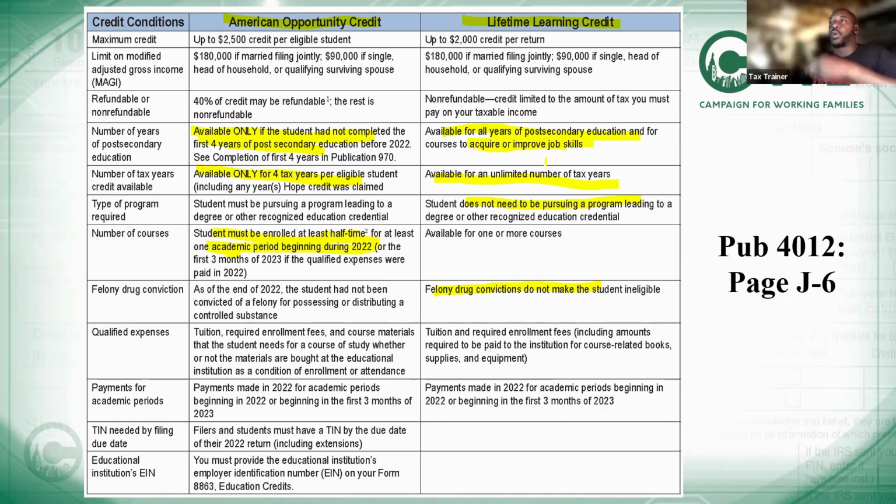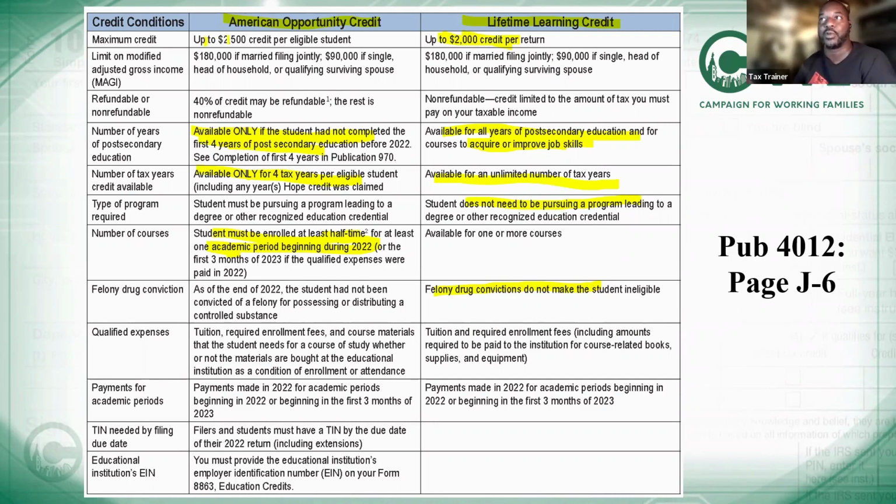So just a little quick lesson: the lifetime learning credit is what we call a non-refundable credit, similar to that other dependent credit. The credit is up to $2,000. So let's say this person's tax liability was $1,000 and they got up to $2,000 in lifetime learning credit, they won't get a kickback for that other $1,000. It's non-refundable. All they can do is wipe away the $1,000.